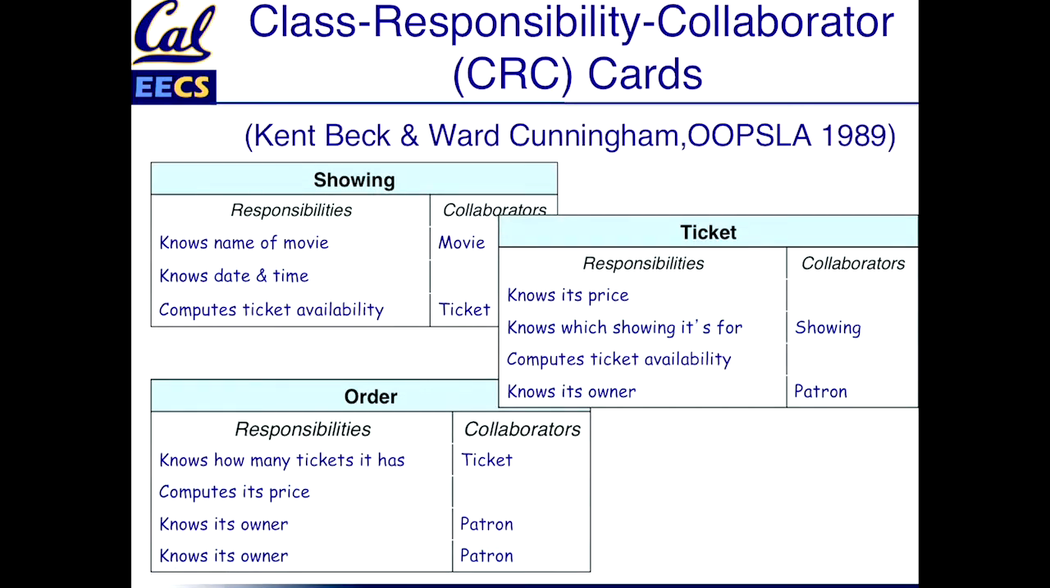So you might imagine movie being a collaborator of a showing. A showing could also try to figure out how many tickets are available still for that showing. But that implies that there's probably some other class that it would collaborate with, which is the actual thing you buy when you buy a ticket. So you could kind of make these cards up.